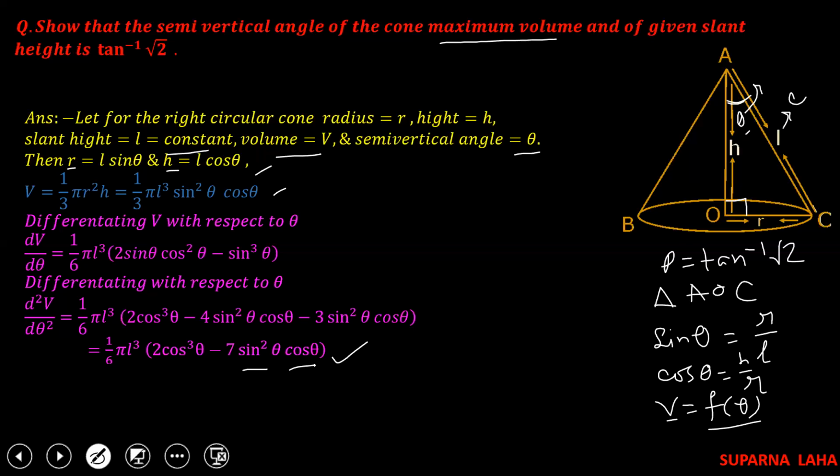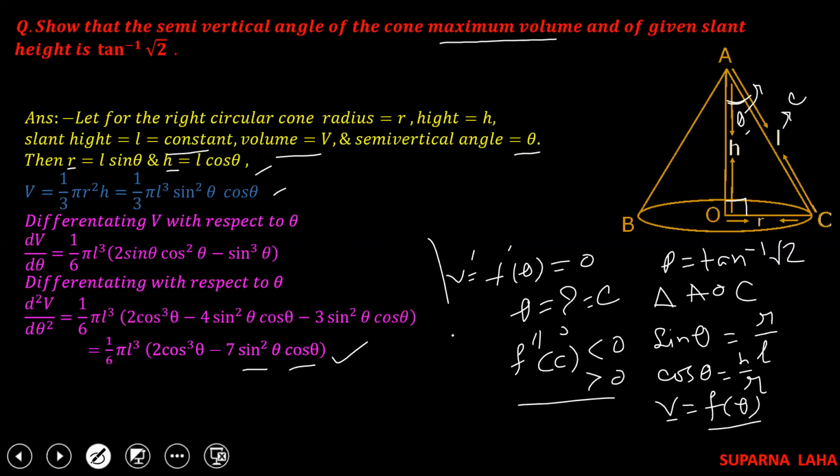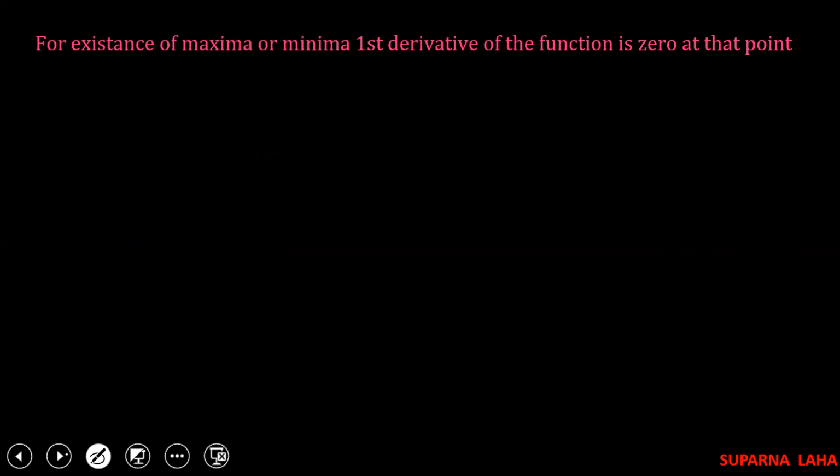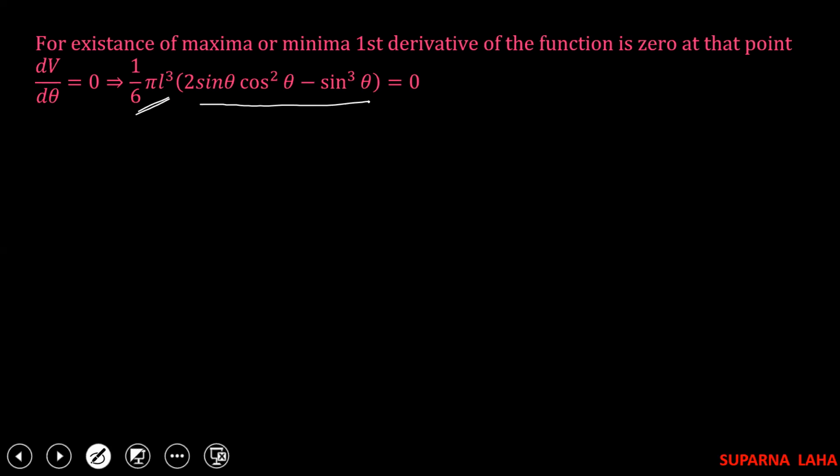So our next work is to check f dash theta, or you can say V dash is 0, then what is theta? If this theta is c, then we need to find f double dash c is less than 0 or greater than 0. So this is our next work. So let's solve this. If this first derivative is 0, since this is constant, just put the value of the first derivative. This is constant. So this part is 0.